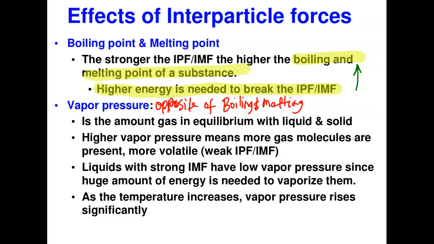So vapor pressure is simply the amount of gas that is in equilibrium with a liquid and solid. And higher vapor pressure means there are more gas molecules present. What it means is that the molecule is actually volatile, and when it is volatile, it has very weak intermolecular or interparticle force. So the weaker the interparticle force, the higher the vapor pressure. So liquids that have strong intermolecular force will have low vapor pressure, since huge energy is needed to do what? Vaporize them.